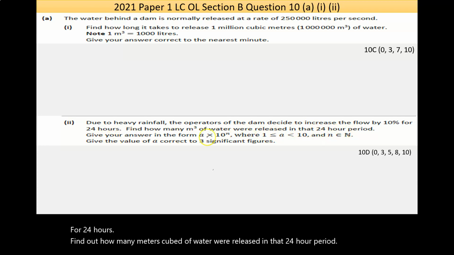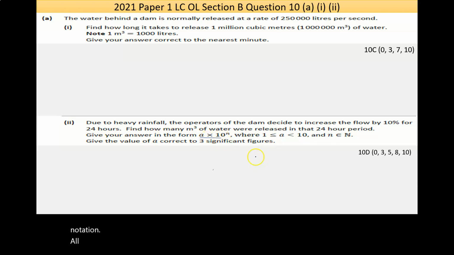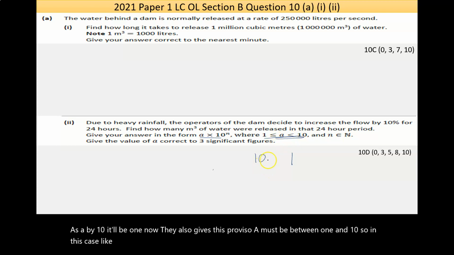It then says, give your answer in the form of a by 10 to the power of n, so in scientific notation. Now, all this means is, like if I said, write 10 as a by 10 to the power of n, it'll be 1 by 10 to the power of 1. Now, it also gives this proviso. a must be between 1 and 10.